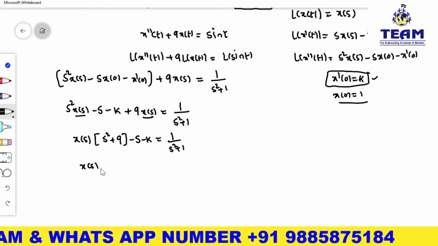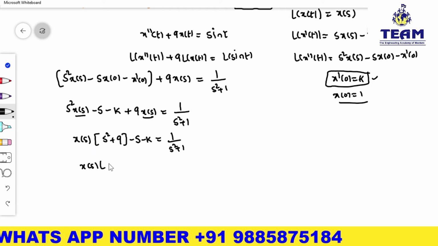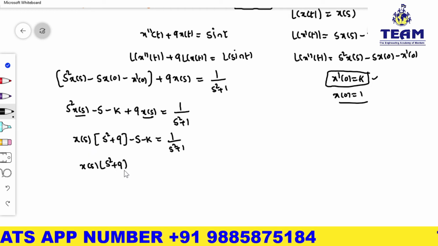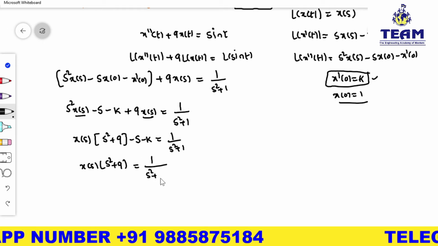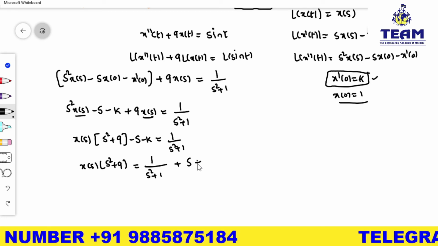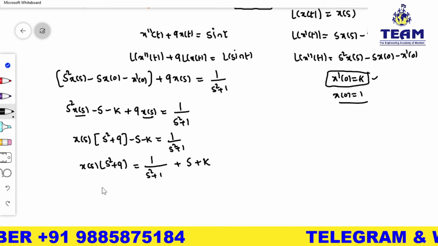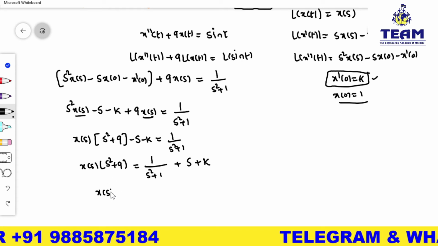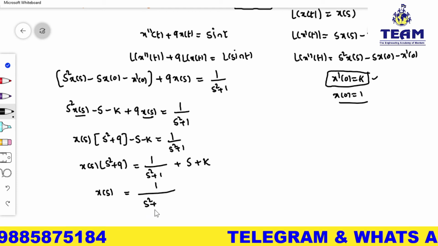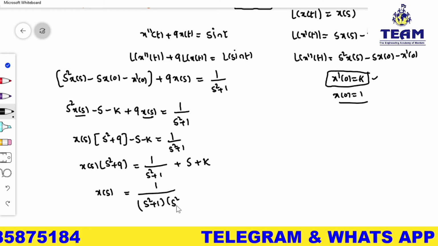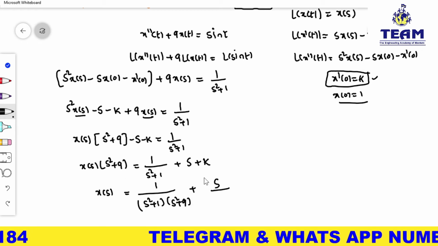Now I require the x of s value only. First, I keep x of s into s square plus 9 on the left side. Then the remaining terms I take to the right side. Then I will have 1 by s square plus 1, plus s plus k. Now I want x of s, so divide by s square plus 9 on both sides. Then x of s is equal to 1 by s square plus 1 into s square plus 9, plus s by s square plus 9, because we are dividing each term by s square plus 9.